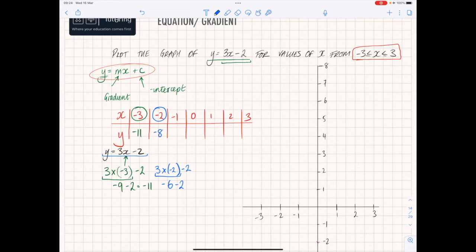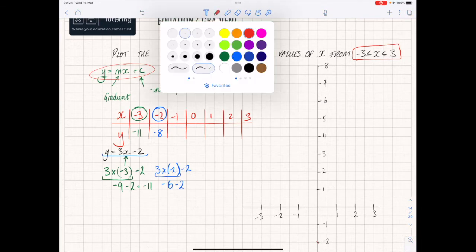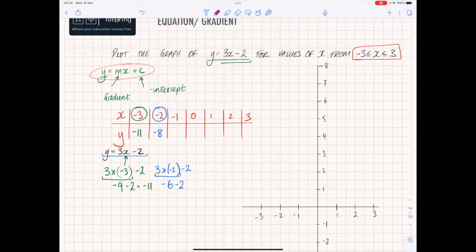Okay, now pause the video and have a go, see if you can get the last ones in, see if you can figure out what to do for each one of those, and then I will go through it. So what you should end up having, for the next one, is 3 times minus 1, then minus 2. Well, that becomes minus 3 minus 2, which is minus 5, so minus 5 would go there.